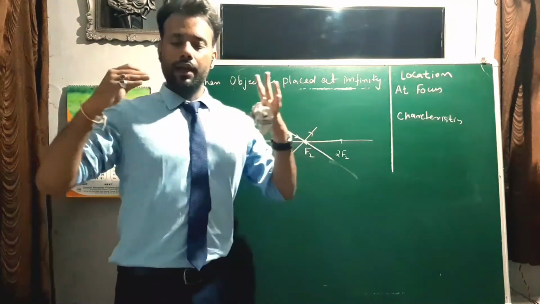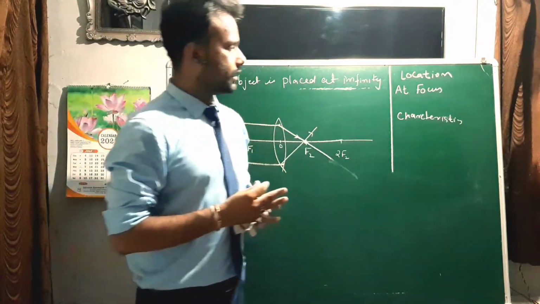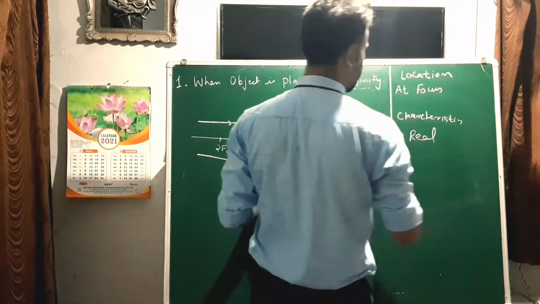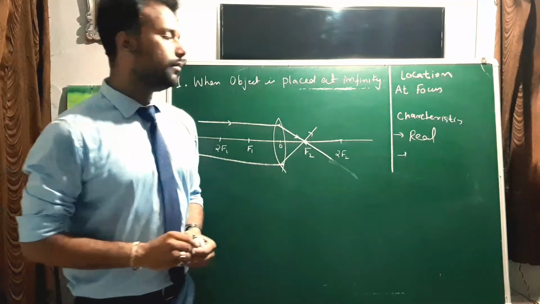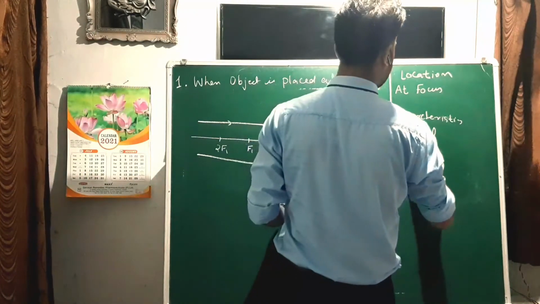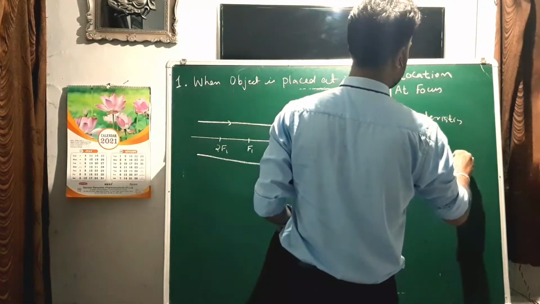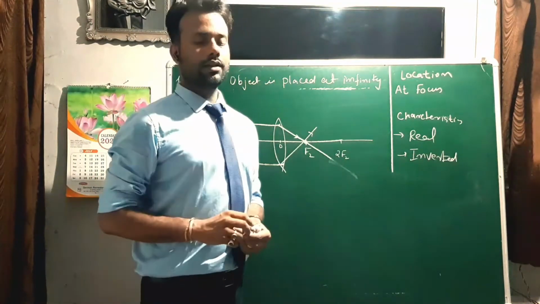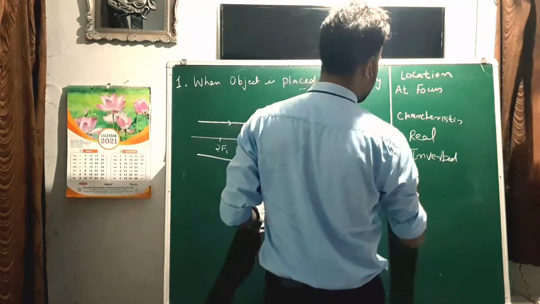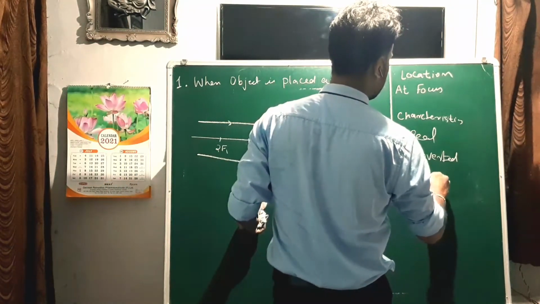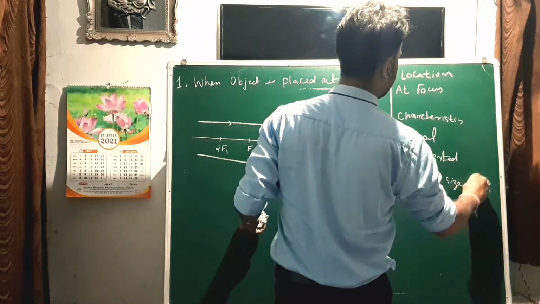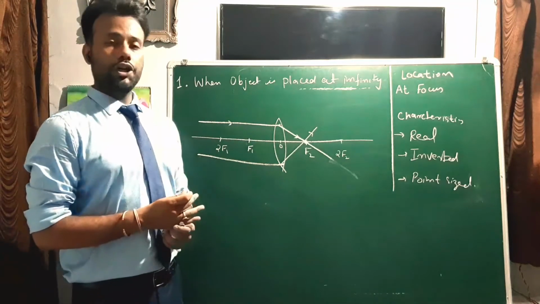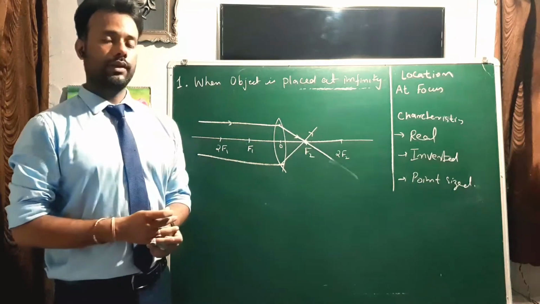Now what will be the characteristics? Because the rays are actually intersecting, the image must be real. And a real image is always inverted, always remember. A real image can never be erect. And third, you can see here the size is point sized. It is highly diminished, or we can say point sized. So these are the location and the characteristics in this case.